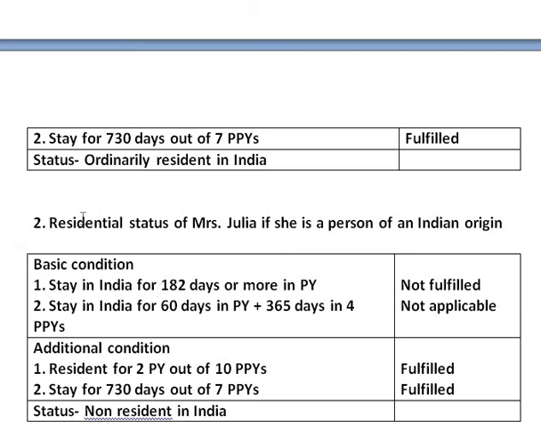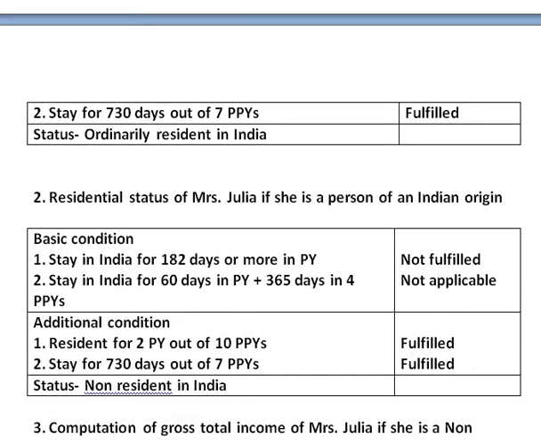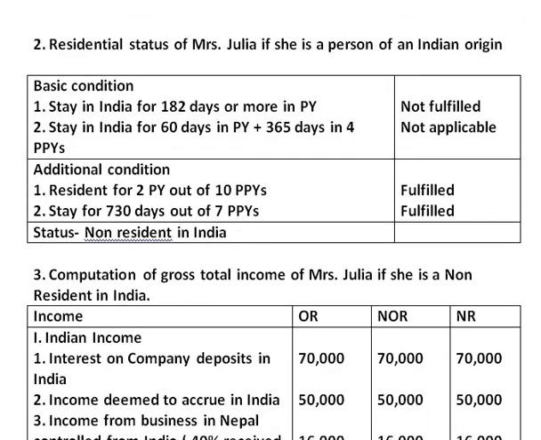The second question asked to us is residential status of Mrs. Julia if she is a person of Indian origin. If she is a person of Indian origin, only basic condition number 1 is applicable, basic condition number 2 is not applicable, wherein she fails to fulfill the first basic condition, she is non-resident in India.